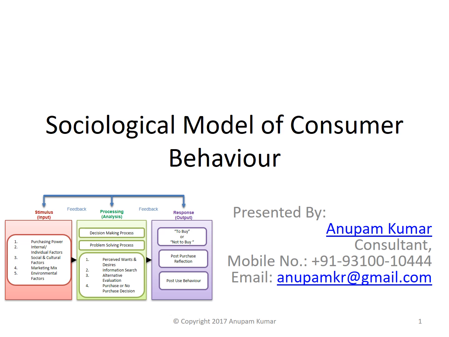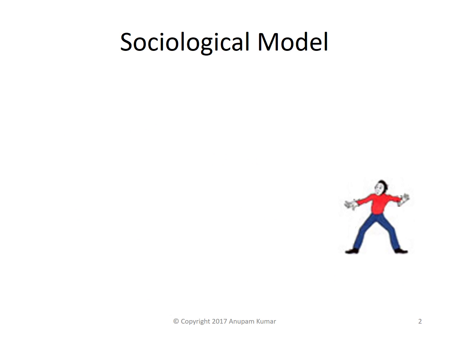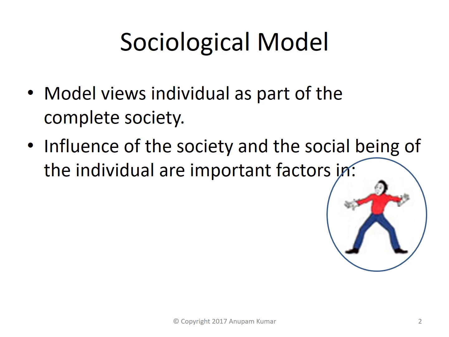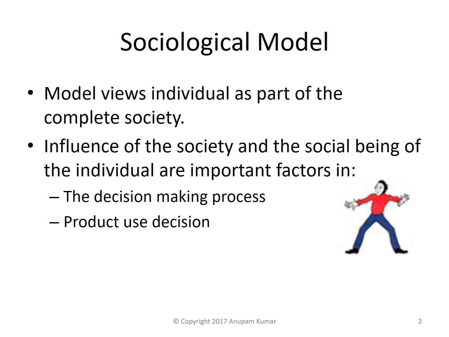In this current session, I shall be throwing light on the sociological model of consumer behavior. The sociological model views the individual as part of the complete society. It considers the influence of the society and the social being of the individual as important factors in the decision making process, the product use decision, as well as the post usage behavior of a consumer. We shall be discussing each one of these in detail.